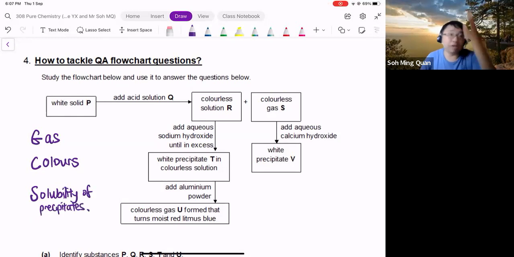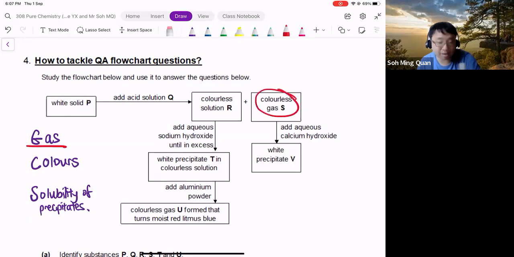So let's use this good chemistry student GCS framework to solve this. First, we start with the gas. Obviously, in this flowchart, the only gas is S. S is a colorless gas. And you are told that when gas S is added to aqueous calcium hydroxide, it forms a white PPT. Calcium hydroxide, another name for it is lime water. Meaning gas S is bubbled into lime water to form a white precipitate. So S is carbon dioxide.